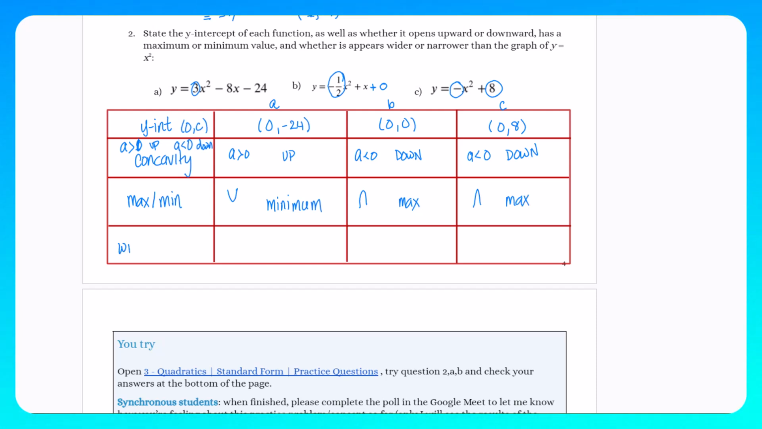And what about the wider or narrower? Well, the wider or narrower depends on the absolute value of A. If the absolute value of A is less than 1, it's actually wider. But if the absolute value of A is greater than 1, it's narrower. That honestly is the word narrow, I promise. So in this one, we have 3. Well, 3 is greater than 1. Therefore, this is narrower.